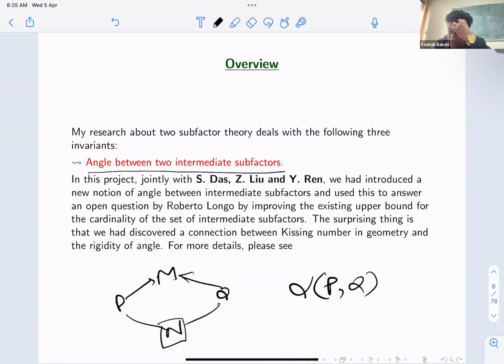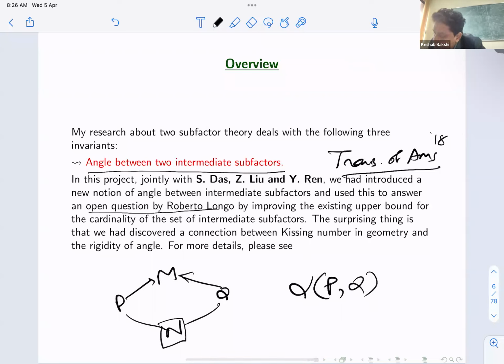In that, it was successfully done. This is in the Transactions of the AMS, I think in 18. In this paper, the novel thing was that we could answer the open question asked by Roberto Longo regarding the cardinality of intermediate subfactors. I will come to that if I have time at the end of the talk. I will talk on angle, but in this talk I don't want to focus on angle.